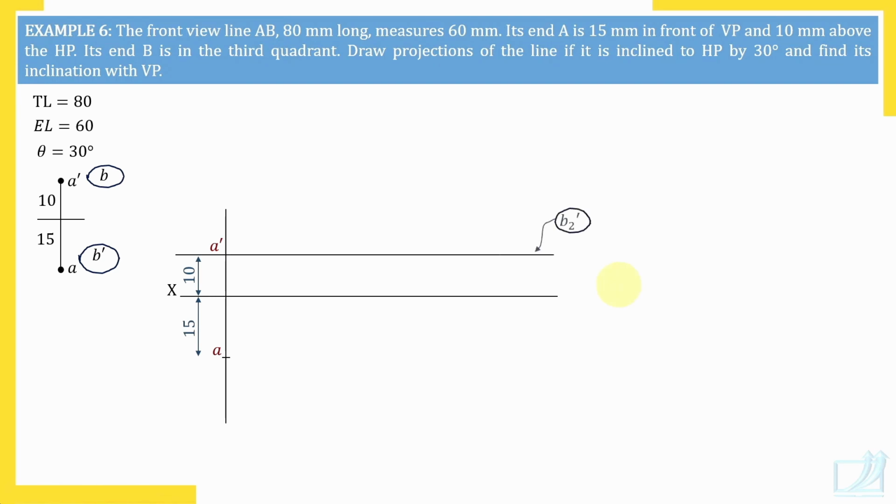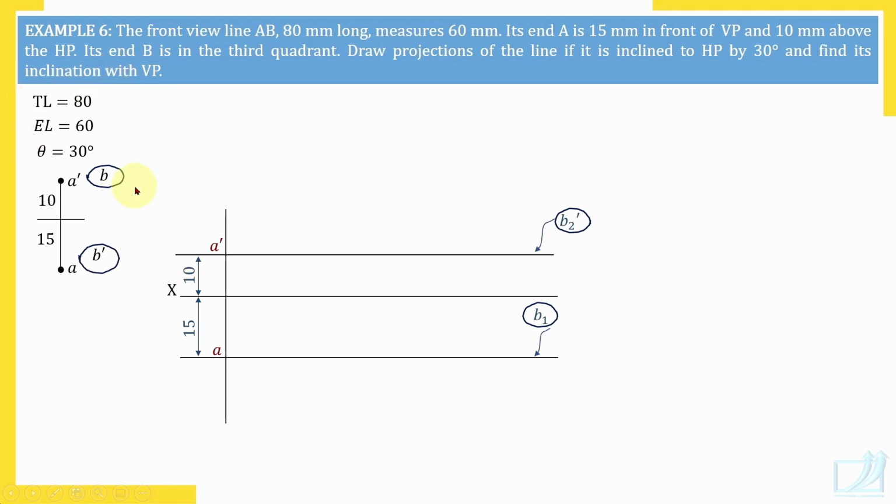So through A dash draw horizontal line. Which other point on this line? B2 dash. Through A you draw horizontal line. Which other point on this line? B1. And now, what is first step in solving problems on lines inclined to both the reference planes?